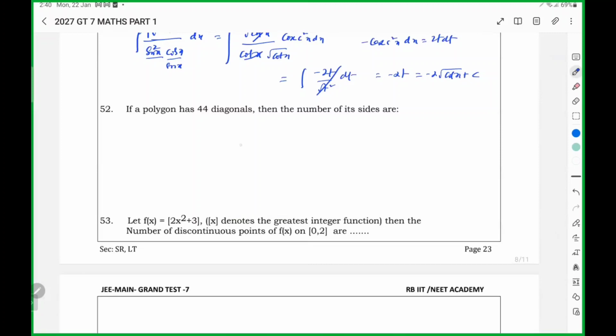So polygon, the number of diagonals of a polygon formula is this. n into n minus 3 is 8. So the suitable value of n is 11.